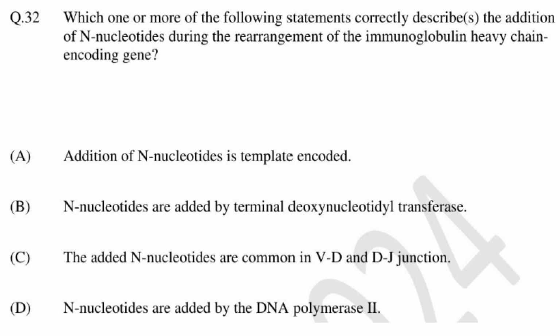N nucleotides are added by terminal deoxynucleotidyl transferase. That's correct. The added N nucleotides are common in the VD and DJ junctions. Yes. Nucleotides are added by DNA polymerase II. Not DNA polymerase II. It is by terminal deoxynucleotidyl transferase.